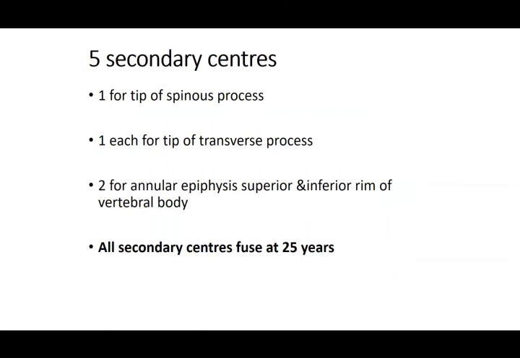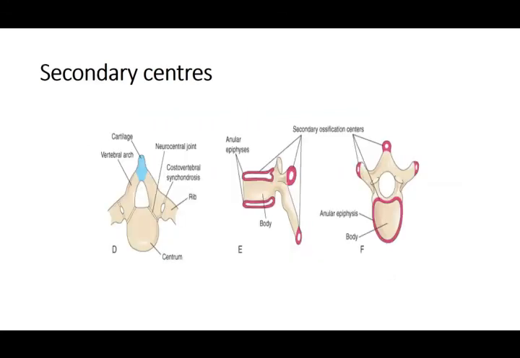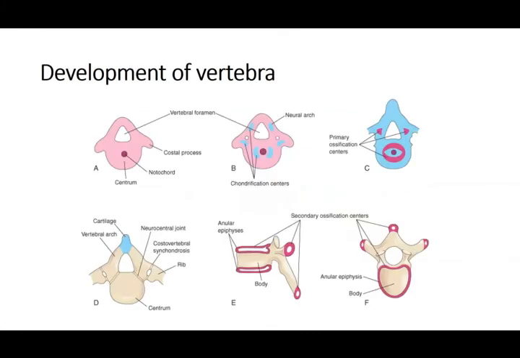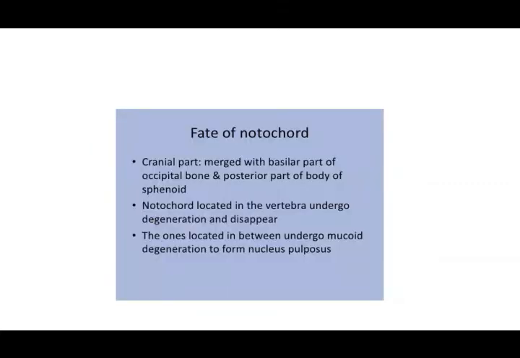So you have five centers which are ultimately going to form the secondary centers, and then they unite with the primary center. So this is a summary of the whole of the events of the different stages of the formation of the vertebra. The notochord forms just the annulus.